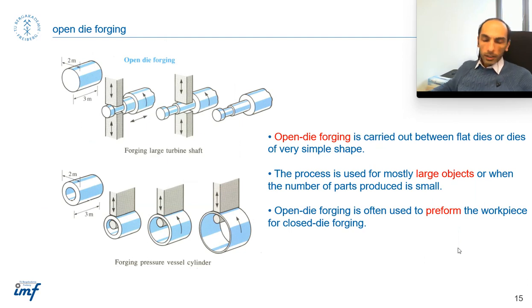Okay. The other type of open die forging, besides upsetting, you may have another type of open die forging. You can see here, for example, forging a large turbine shaft, and these flat dies are hammering the material, and the length increases, so you can shape your product step by step. But anyway, because it's open die forging, the material is deformed between flat dies, and the dies are very simple in open die forging.